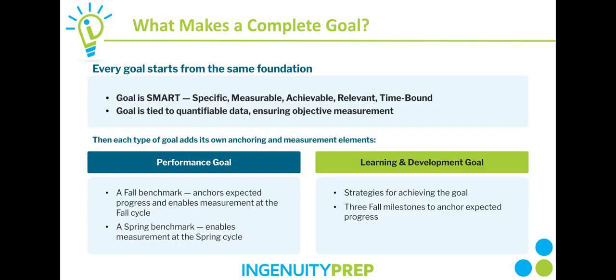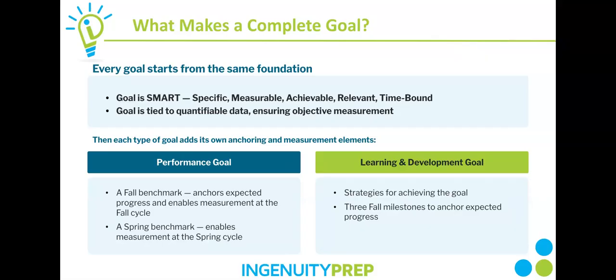Now let's look at what makes each of these goals complete. Every goal, regardless of type, starts with the same foundation, and then each type adds its own elements. The foundation is that every goal should be SMART: specific, measurable, achievable, relevant, and time-bound. It should also be tied to quantifiable data so that it can be measured objectively. From there, the remaining parts to complete a goal are a bit different based on the type of goal.